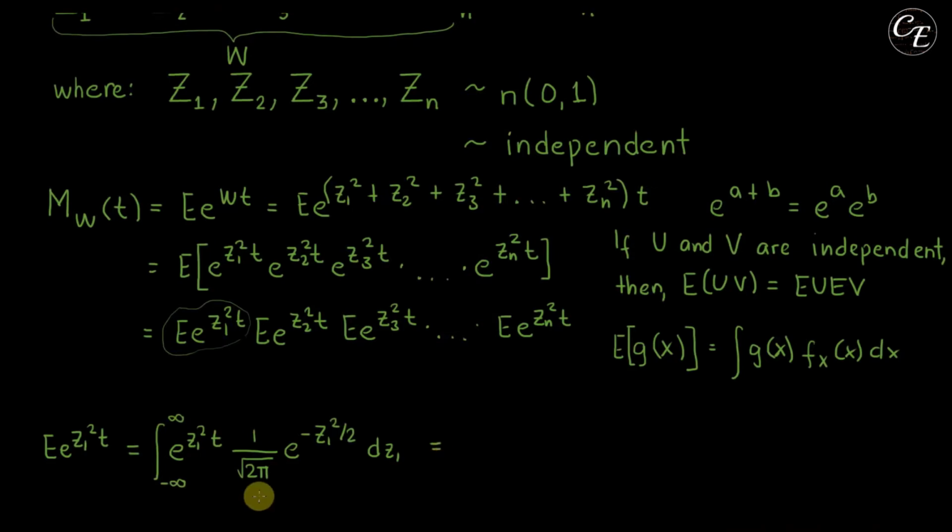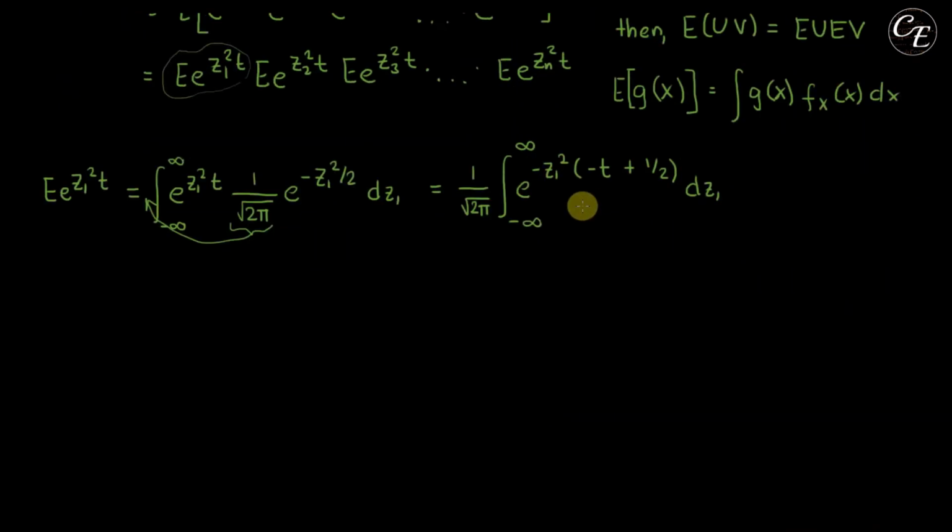Then in here, we can move this constant outside of this integral. So we have here 1 over square root of 2 pi times the integral of, let us combine both exponentials in here using this. So we have here e raised to, let us have a common factor, negative z sub 1 squared, times, for this one we have negative t, and then for this one we have plus 1 half. And then we have here d z sub 1, from negative infinity to positive infinity.